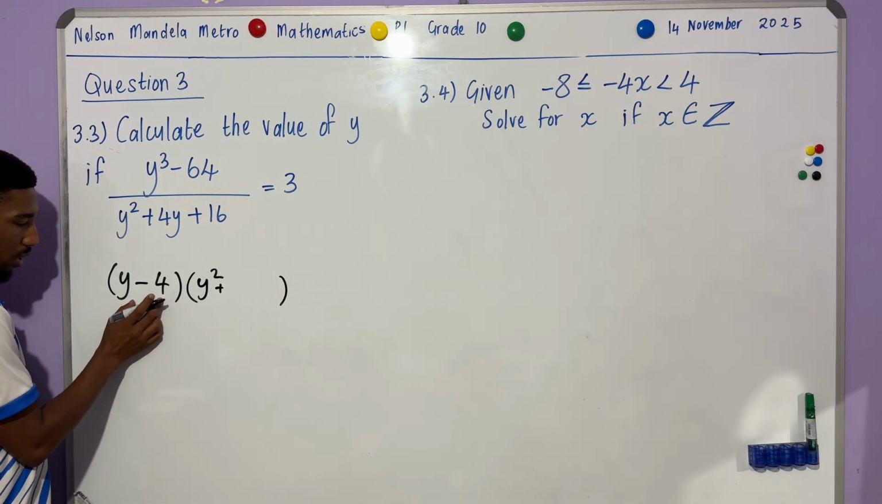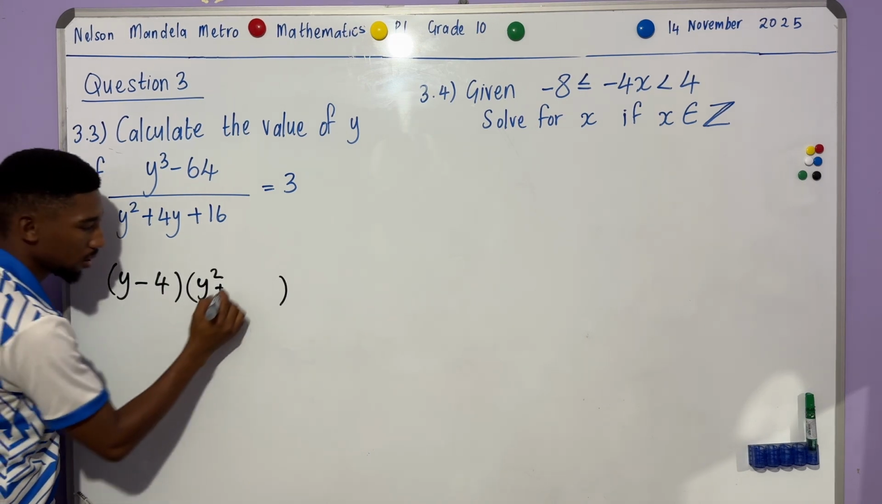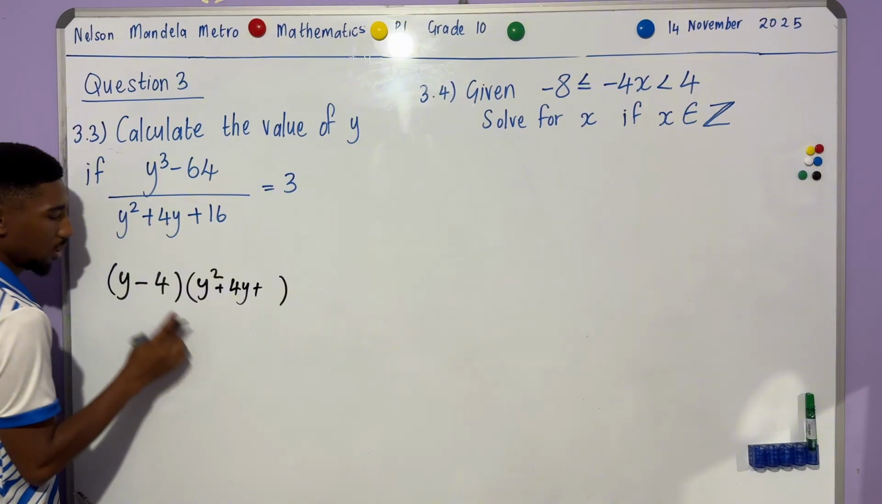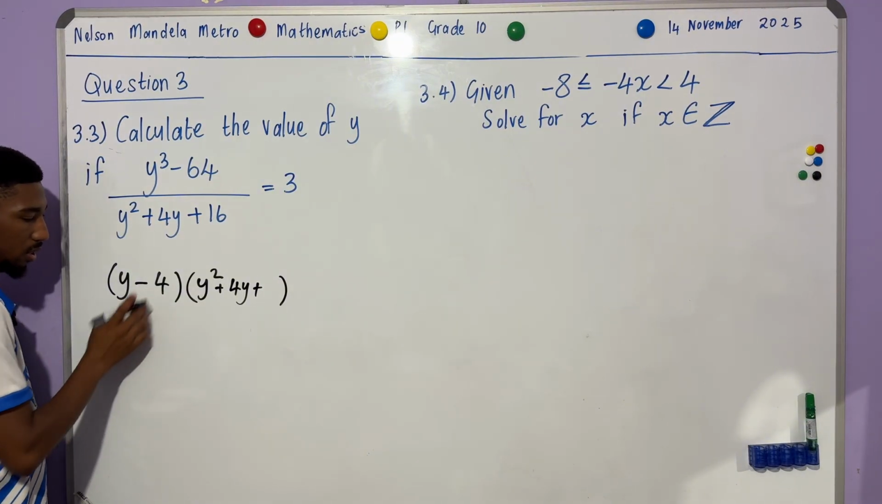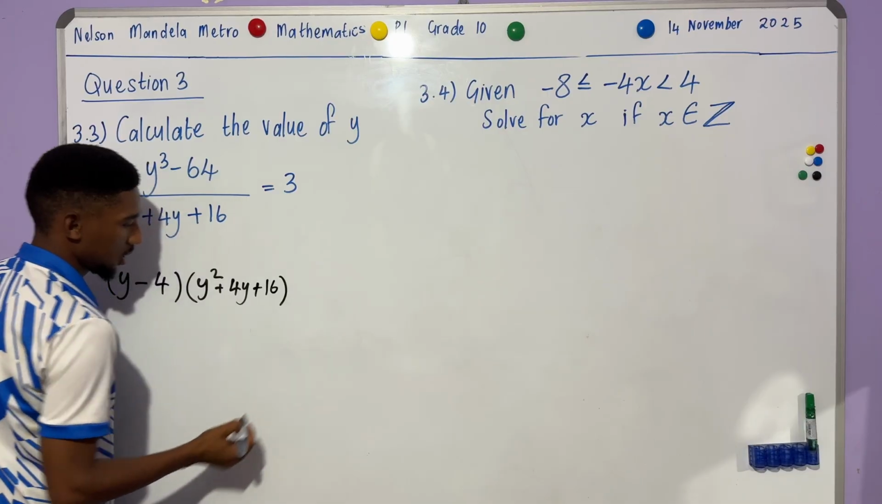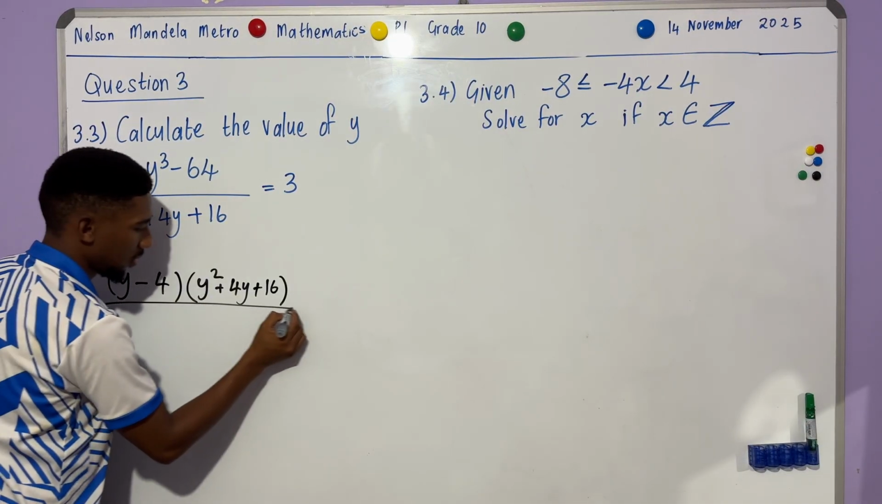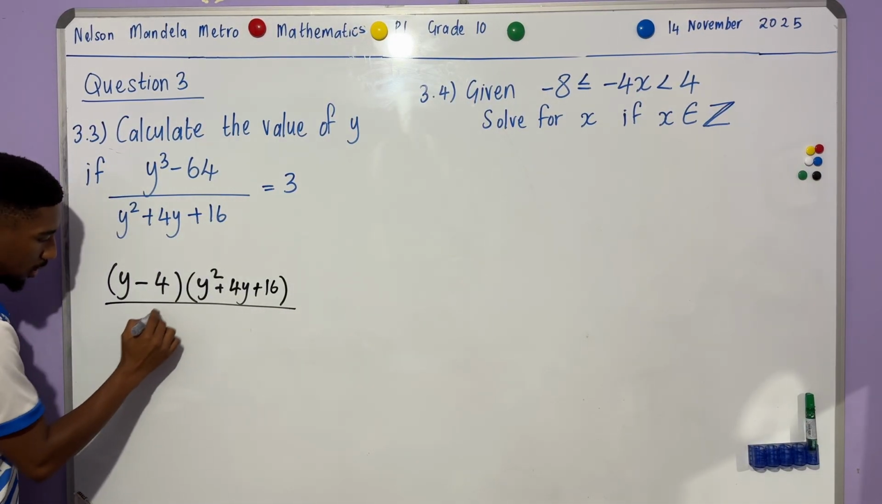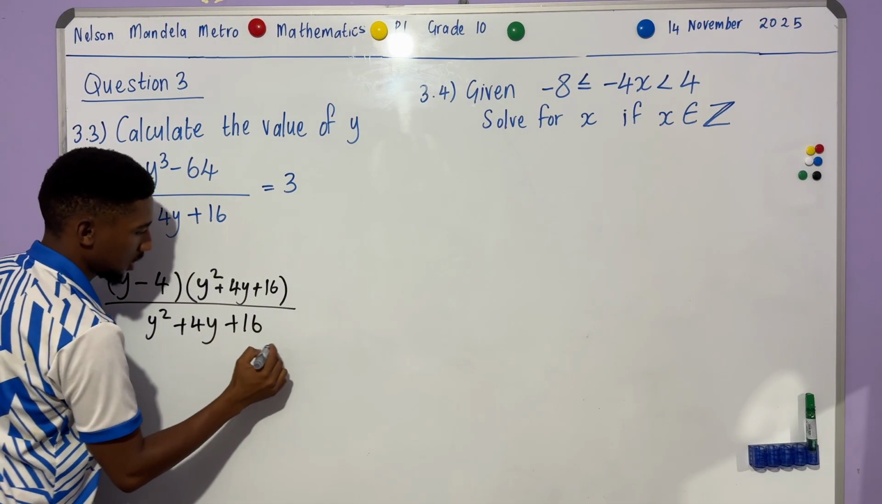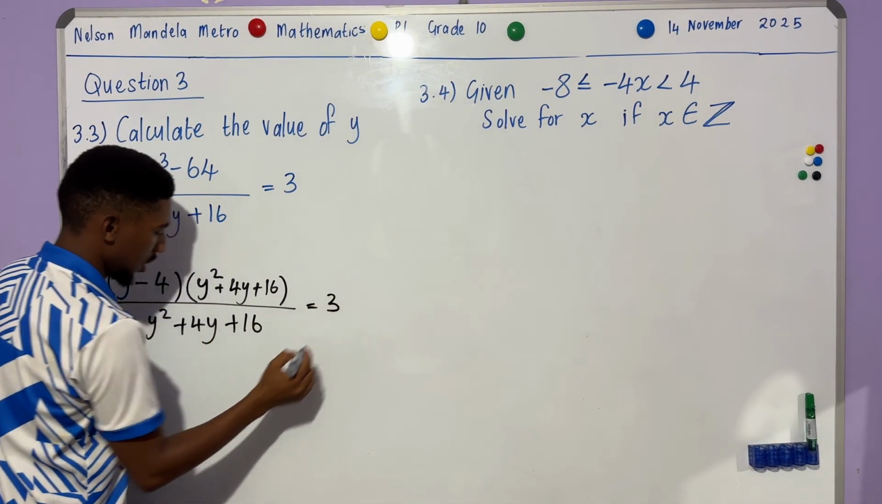The middle term will be the product of the two terms in the binomial, which is 4y. And then the last term will be the square of the second term in the binomial, 4 times 4, which is 16. All of that will be over y squared plus 4y plus 16 equals 3.